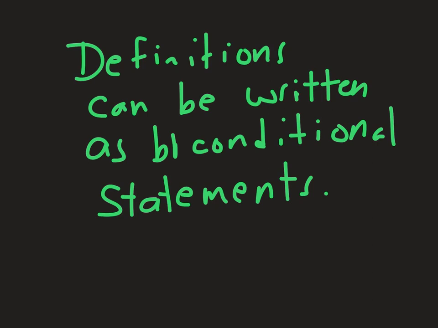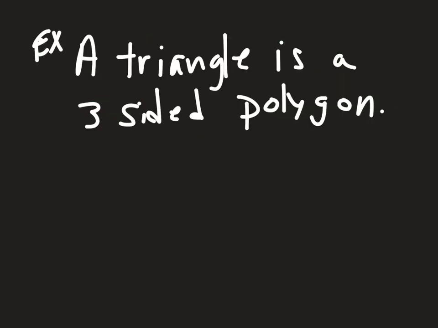The last thing we're going to talk about today is that definitions can be written as biconditional statements. Because it's a definition, it works both ways. So we'll just do one example of this. A triangle is a 3-sided polygon. That is true. And remember, a polygon is a closed figure with straight sides. And so in this case, 3 sides, because it's a triangle.